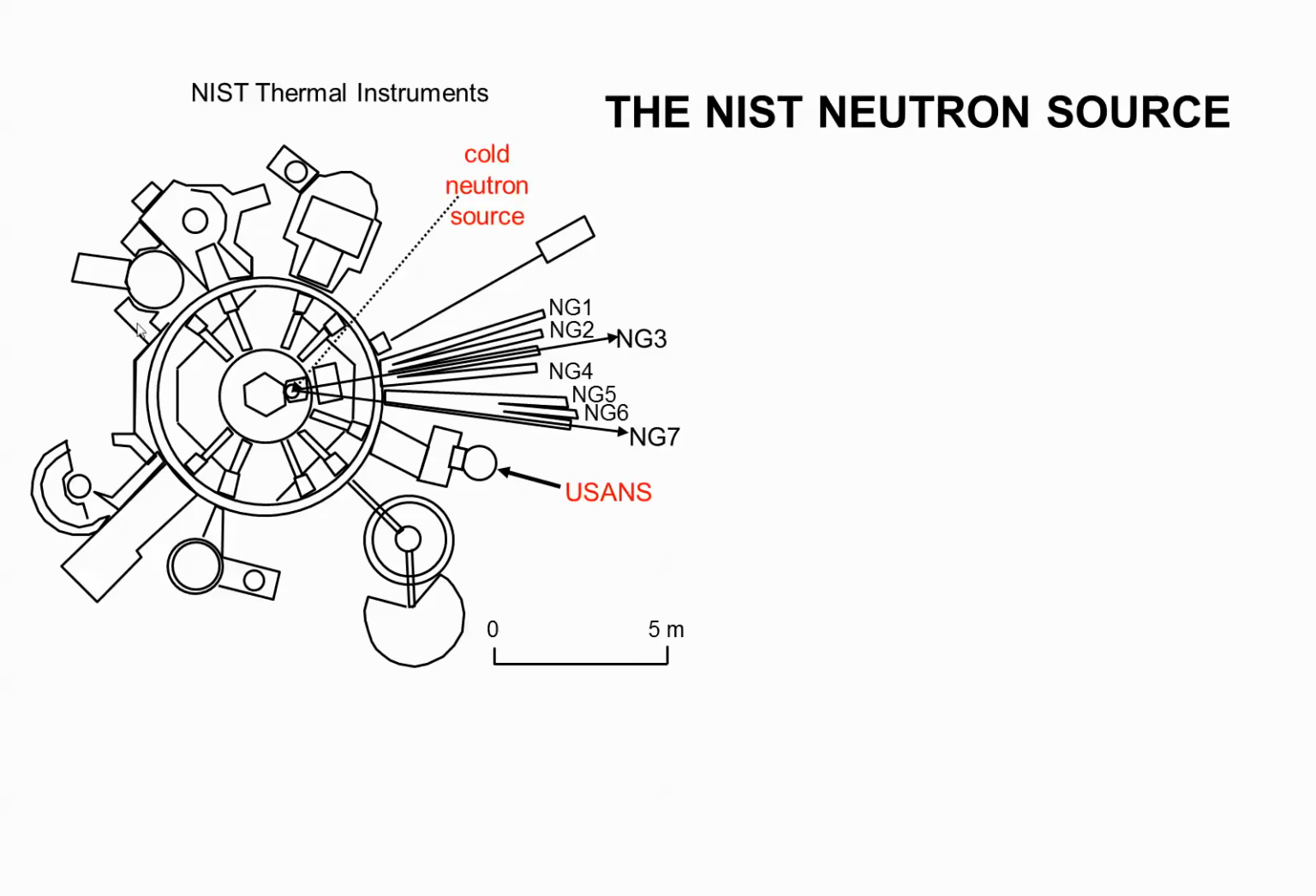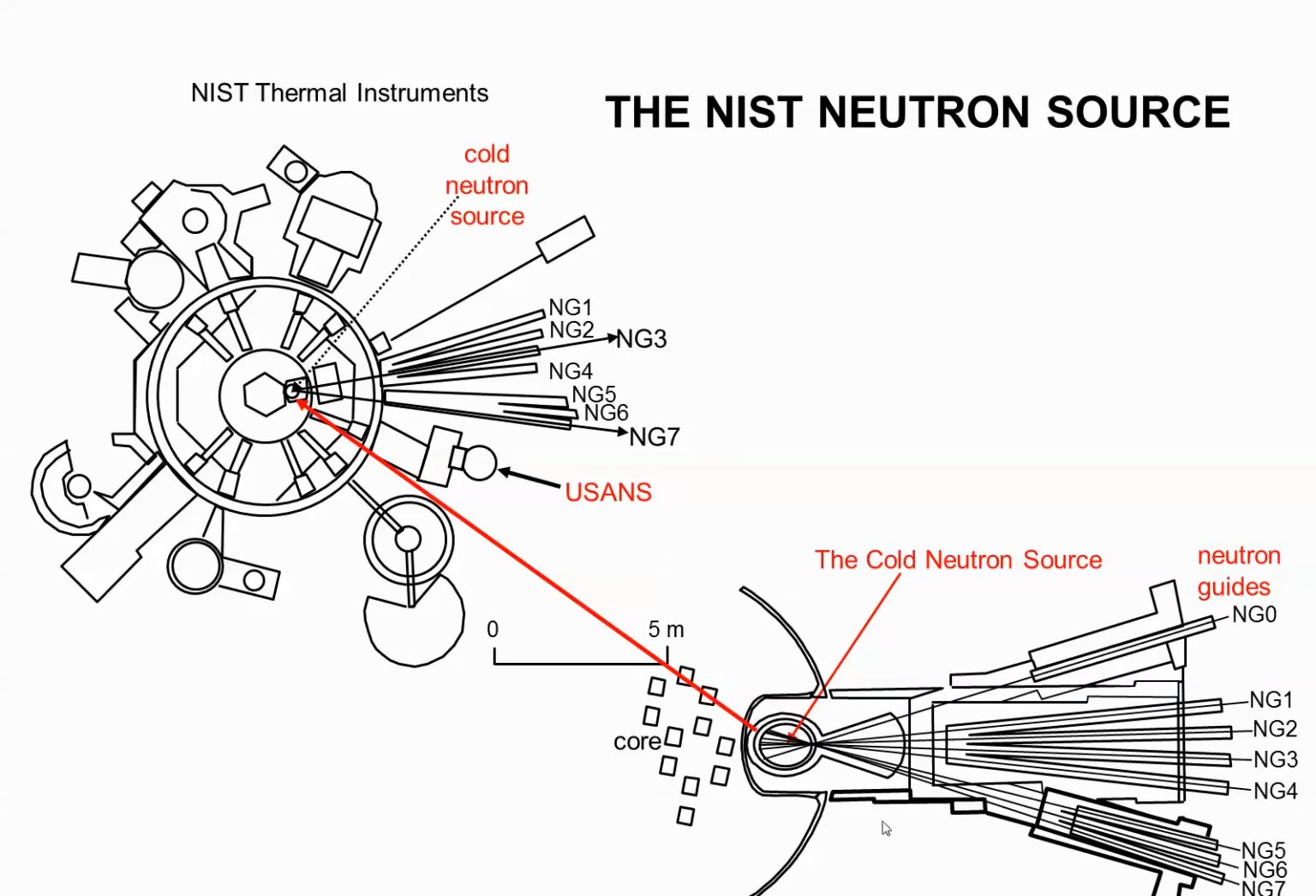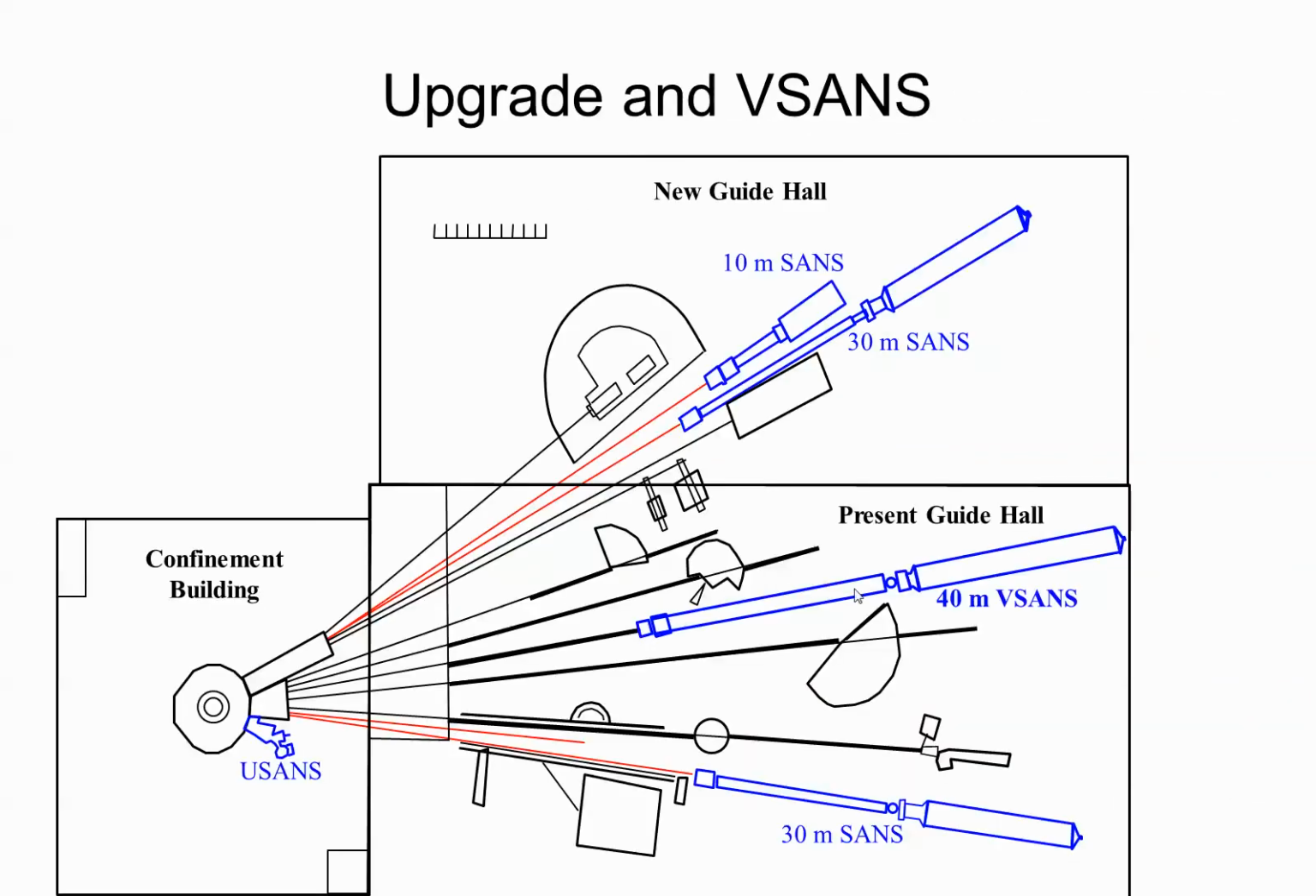The NIST neutron source, I'd like to show you instruments inside the confinement building. These are thermal instruments, and then there is a cold source, which is liquid hydrogen. This cold source produces cold neutrons with low kinetic energies, in other words, long wavelengths. And a bunch of instruments look at this cold source, the old guide hall and the new guide hall, as I will show. Upgrade and VSANS: this is the old guide hall, this is the new guide hall.